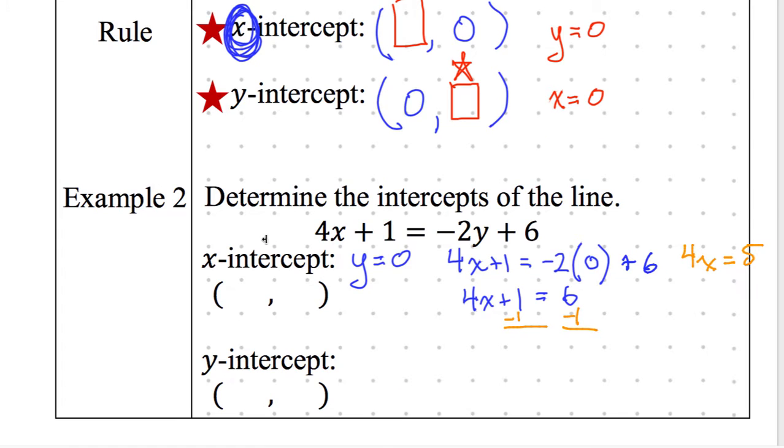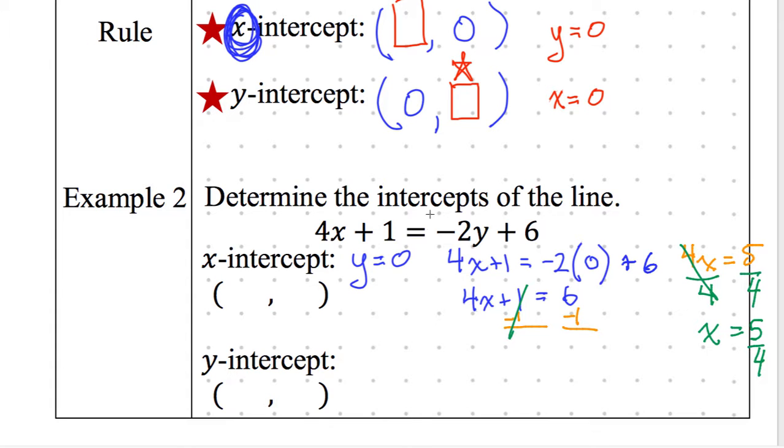And finally, what's my last step? Divide by 4, exactly. Divide both sides by 4, and I get x by itself because those 4's cancel each other out. My answer is just 5 over 4. Just leave it as a fraction, that's fine. 5 over 4.